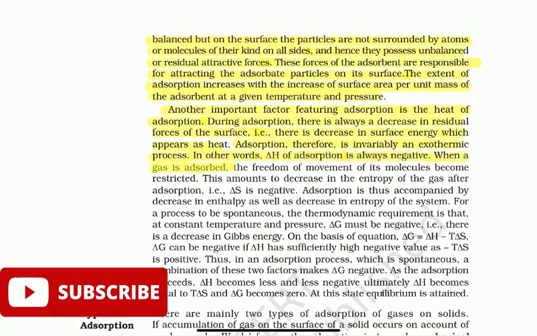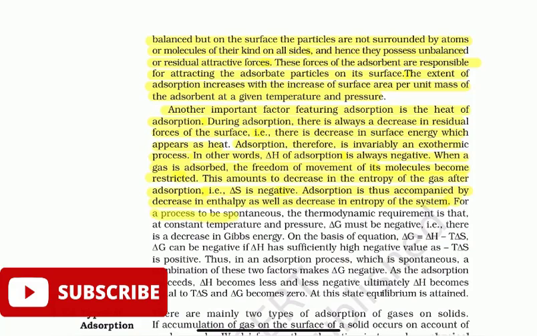When a gas is adsorbed, the freedom of movement of its molecules becomes restricted. This amounts to a decrease in the entropy of the gas after adsorption, i.e., delta S is negative. Adsorption is thus accompanied by decrease in enthalpy as well as decrease in entropy of the system.